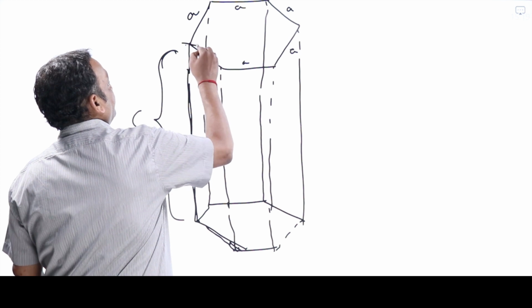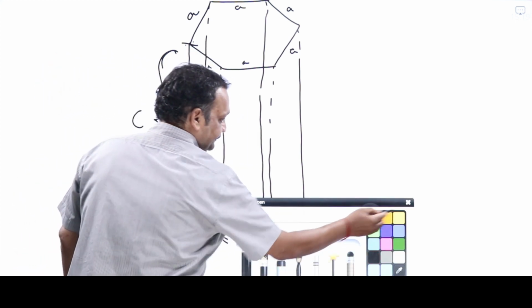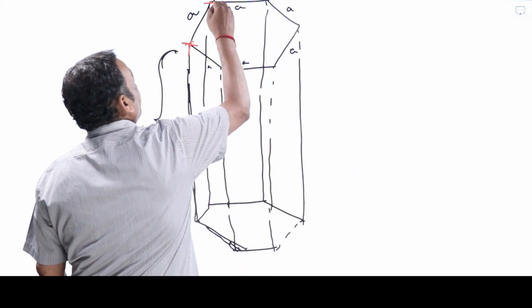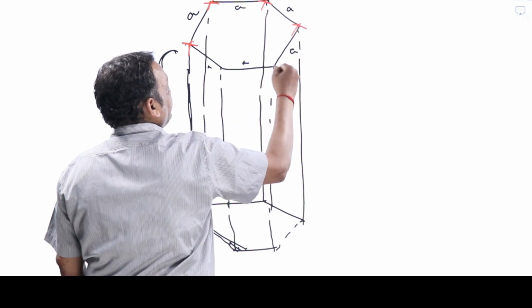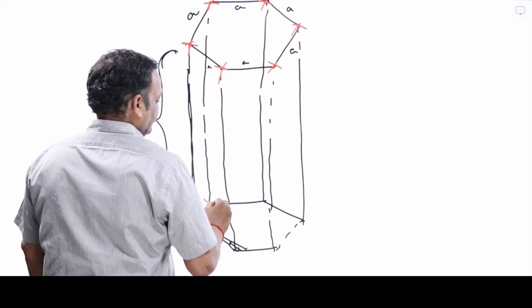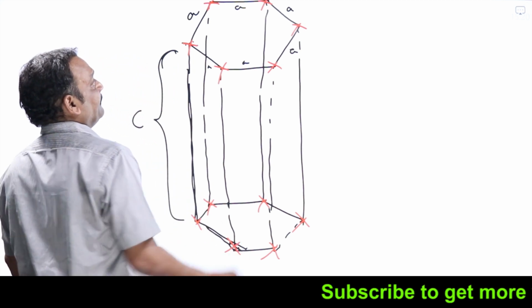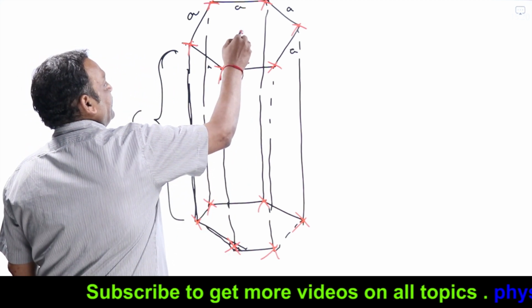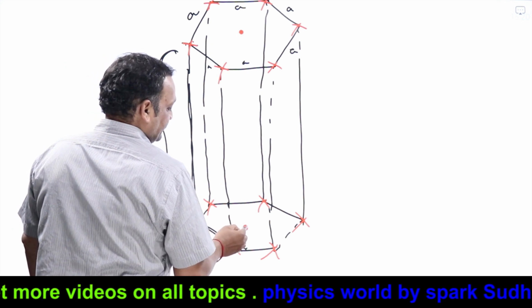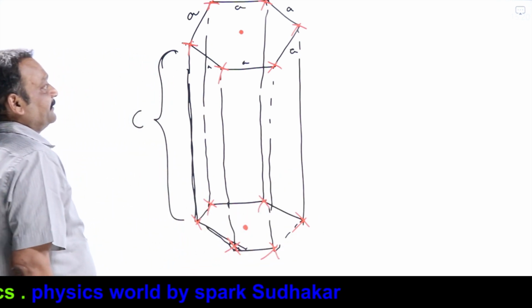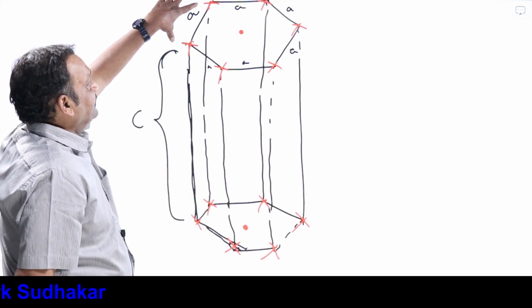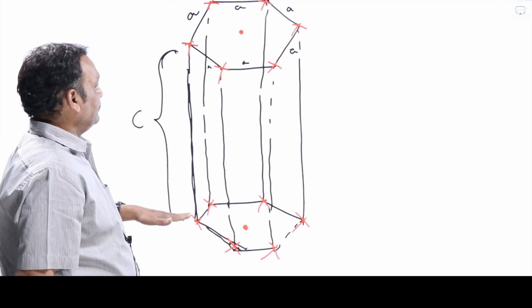Here, the atoms are present on the corners, sorry, 6 corners on top, like this: 1, 2, 3, 4, 5, and 6. At the face center, one additional atom will be present. At the bottom face center also, one additional atom will be present. The side of the hexagon is a. The height of the unit cell is c.